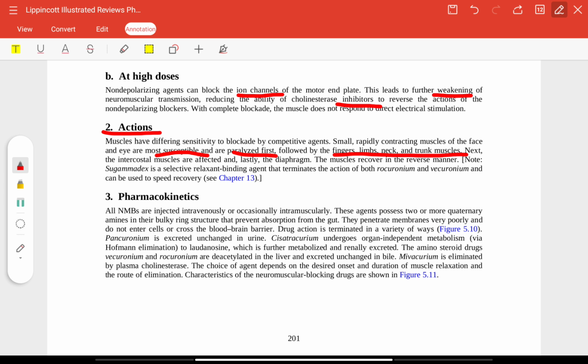Now, what is the pharmacokinetics? Two or more quaternary amines. Penetration through membranes is poor, they do not cross the BBB. Cisatracurium undergoes organ-independent metabolism, Hofmann elimination, and vecuronium and rocuronium are deacetylated in the liver, metabolized in the liver and excreted in the bile. Mivacurium is eliminated by plasma cholinesterase.